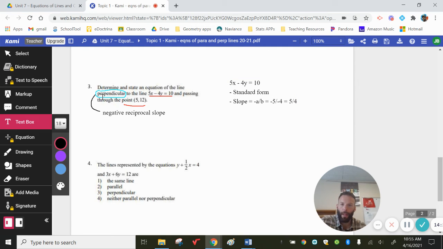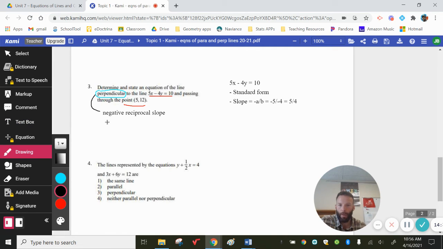Now, I said before that if lines are perpendicular, they have to have negative reciprocal slopes. And so what that means is I'm going to take the given slope, 5 over 4.